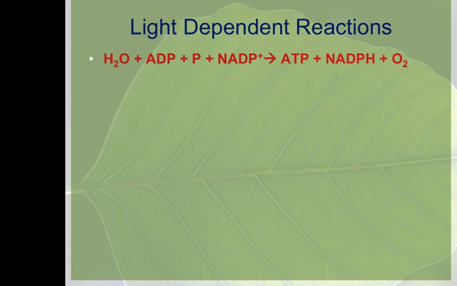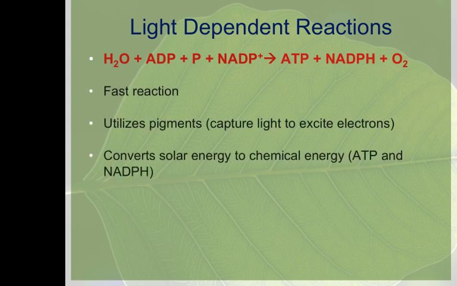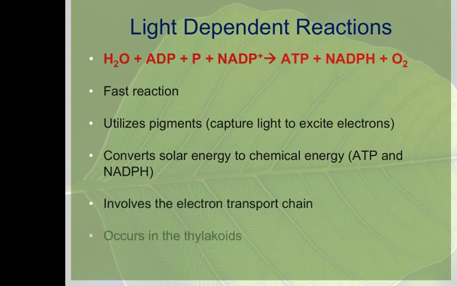Let's look at light-dependent reactions. Light-dependent reactions capture energy from the sun and use it to produce ATP. ATP is the form of energy that cells use to do work, right? This process involves an electron transport chain, and this occurs in the thylakoids that we just looked at a moment ago.